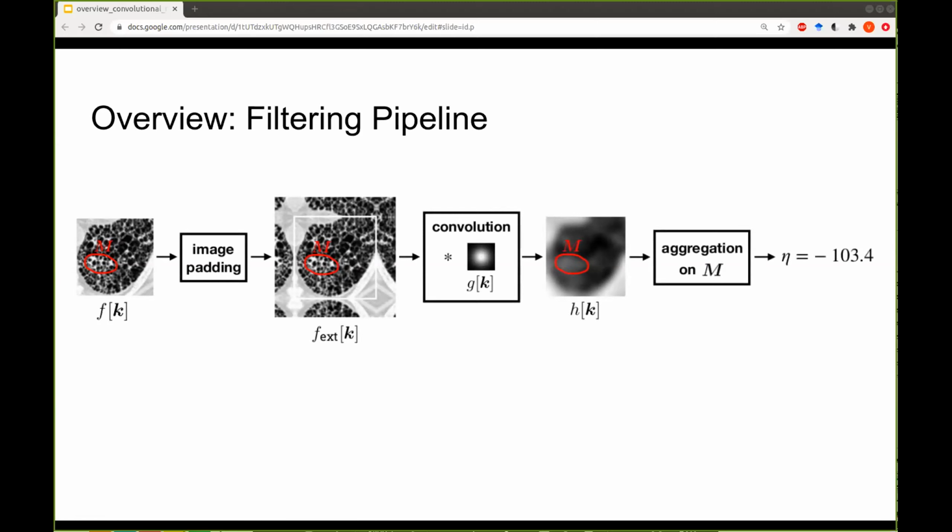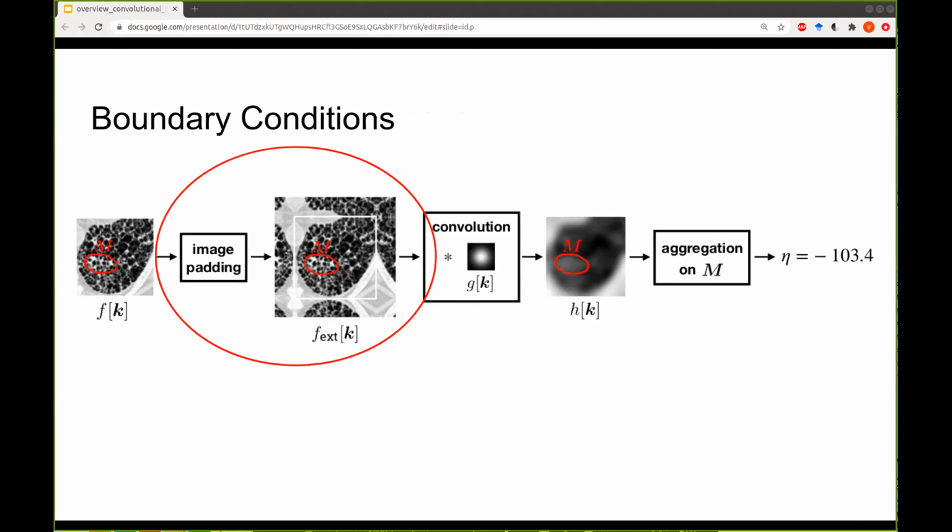This response map has the same dimension as the input image, and if we want to obtain a feature that characterizes the region of interest, we need to aggregate the response within this region. So we obtain with this aggregation a scalar value. In practice, we apply multiple filters, each resulting in an individual response map and an individual scalar feature after aggregation.